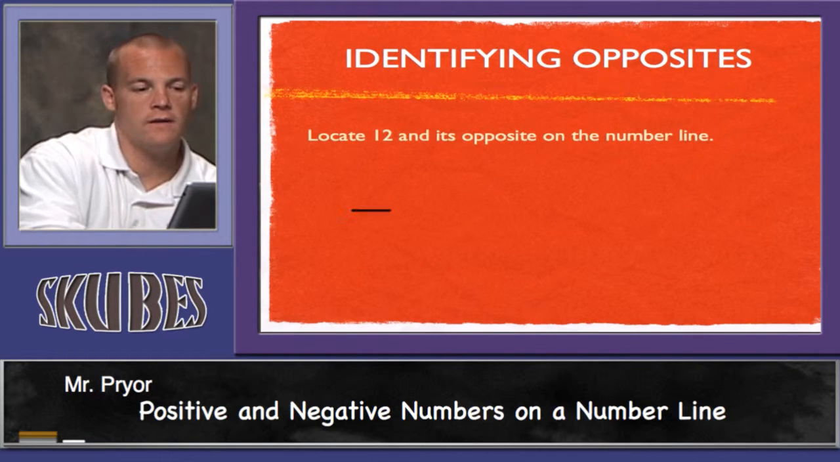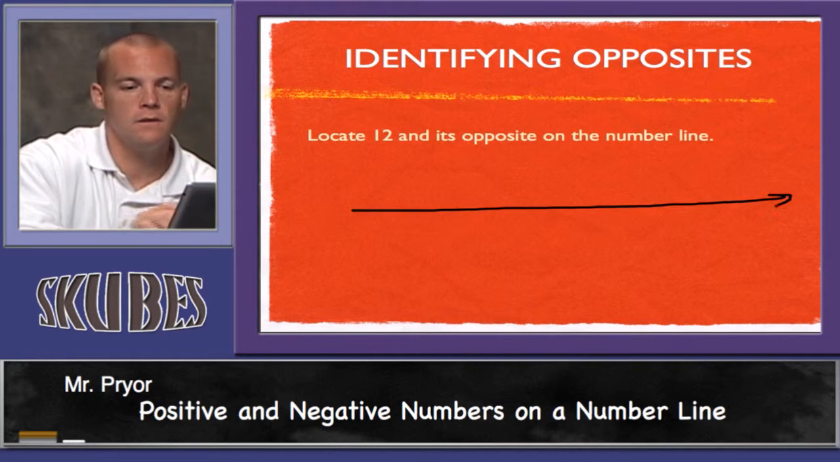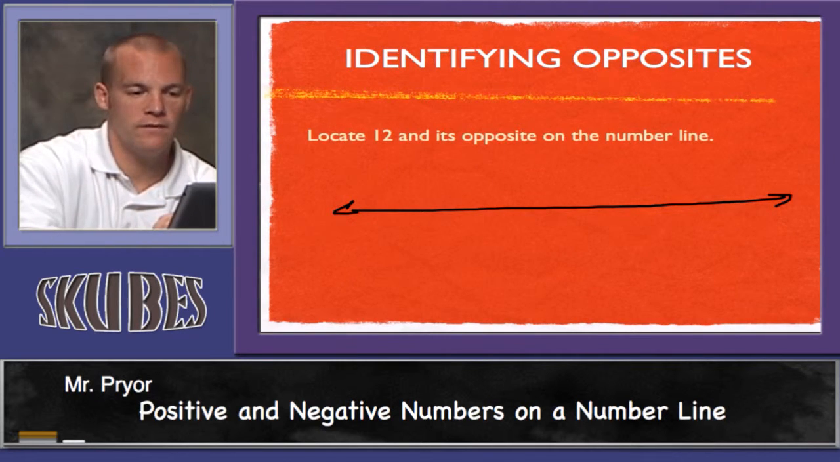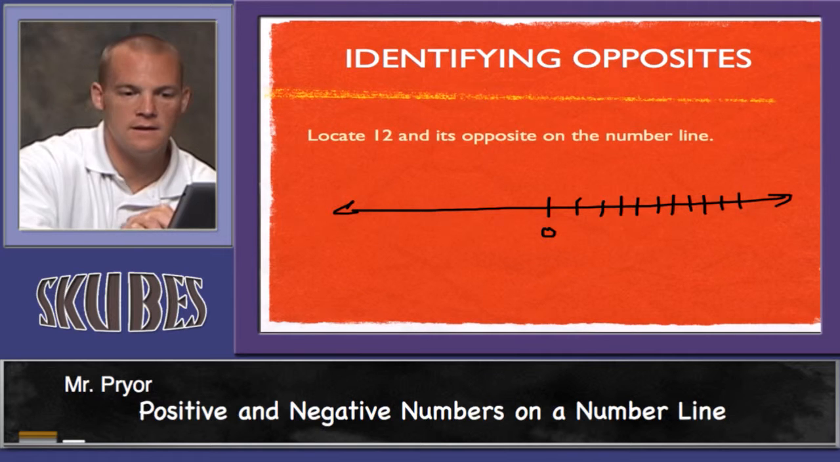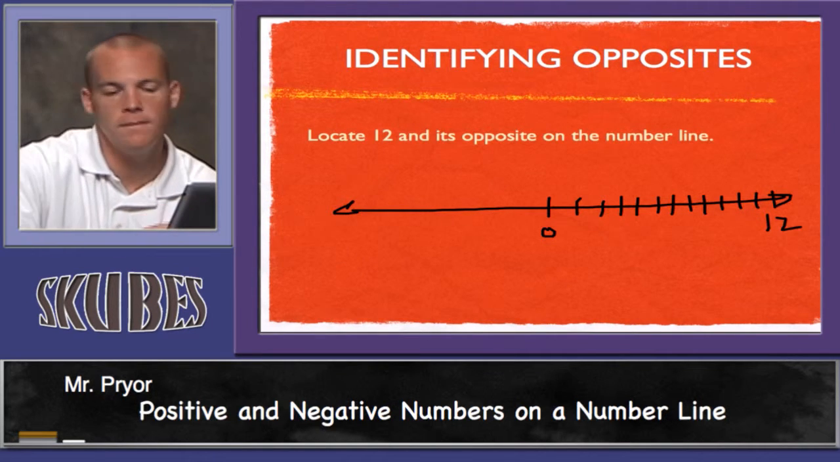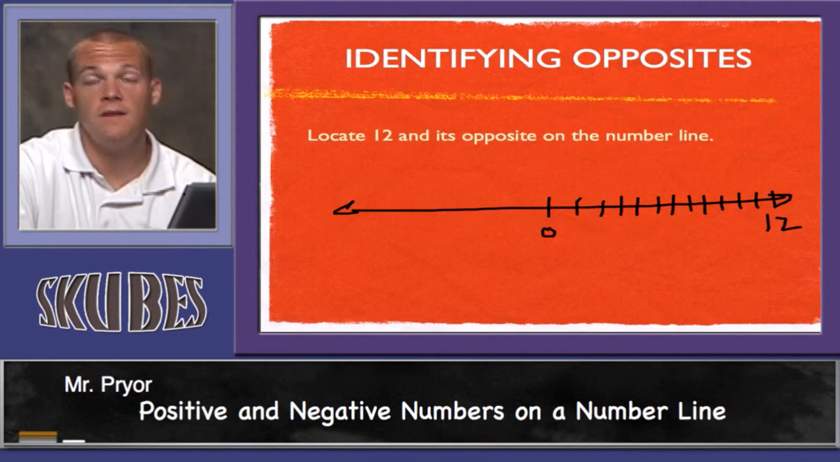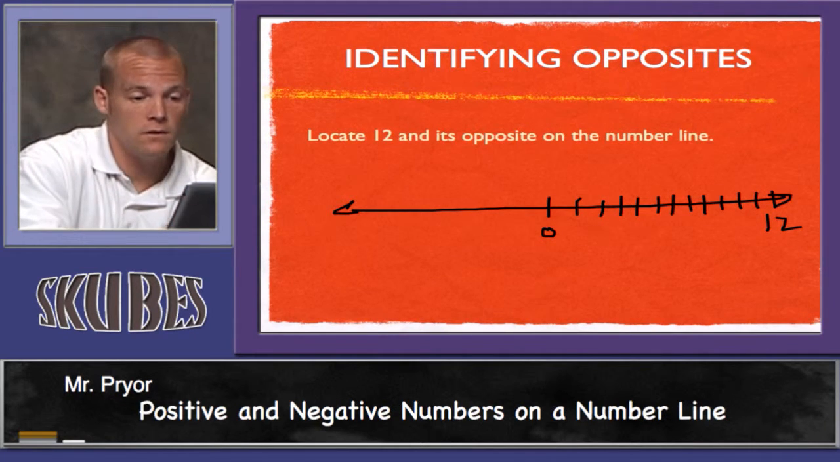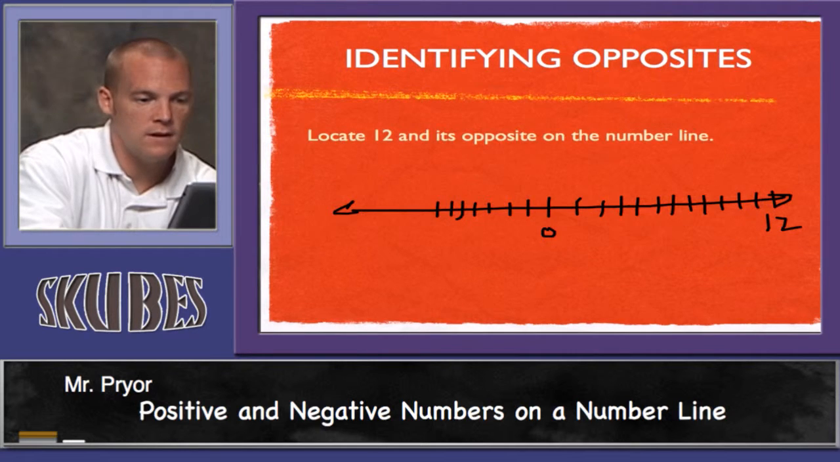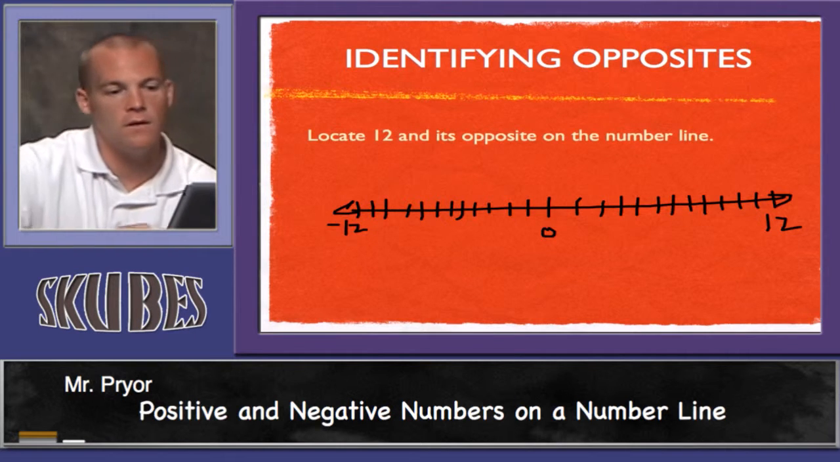So let's draw out a number line real quick here. Of course we have 0 in the middle. I'm going to notch out 12 places to the right. 1, 2, 3, 4, 5, 6, 7, 8, 9, 10, 11, 12. So here's our 12. Now to do the opposite means to just do the same thing, but to the left. So we're going to do 12 places, 2, 3, 4, 5, 6, 7, 8, 9, 10, 11, and 12. That would be your -12.